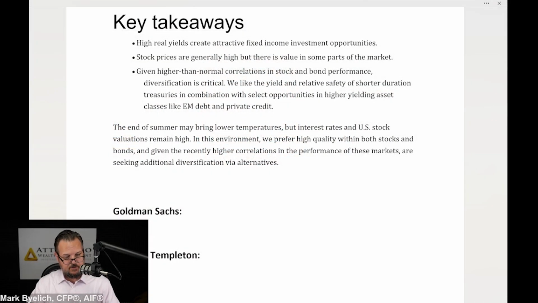And they talk about emerging market debt and private credit and alternative investments. So there's a lot of discussion around alternative investments. They can be very, very good. Happy to talk to you about those strategies. If you'd like, you can reach out to us at questions@attleborowealth.com. That's questions@attleborowealth.com if you want to schedule time to talk about those things. But these are some very important points from BlackRock.